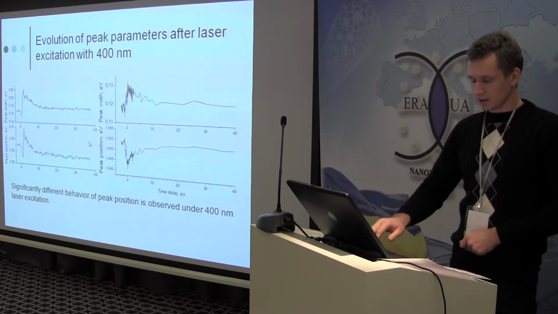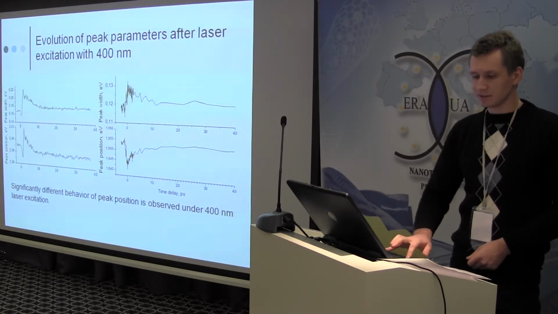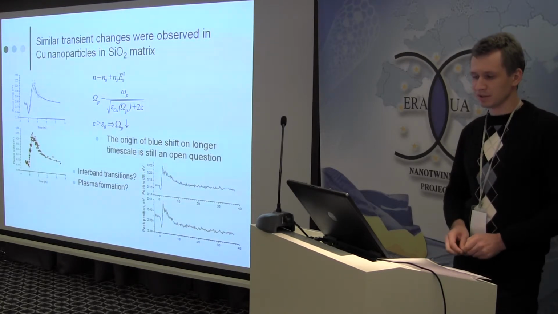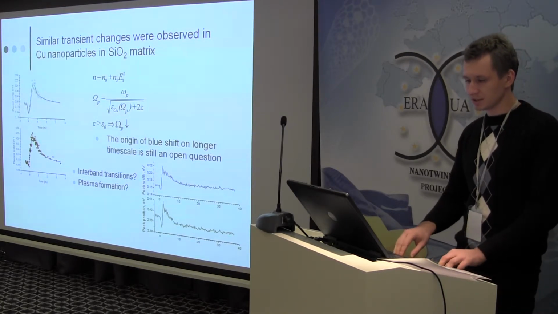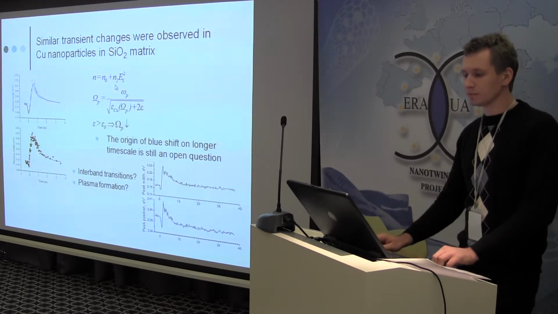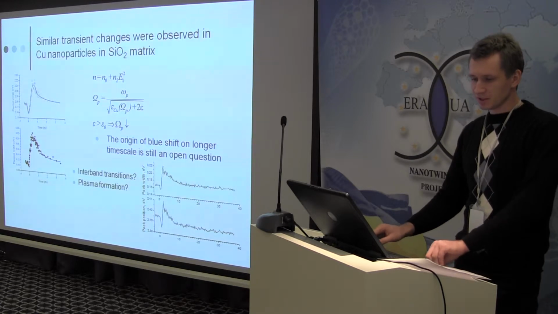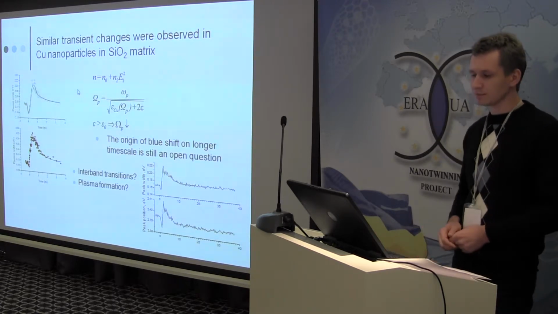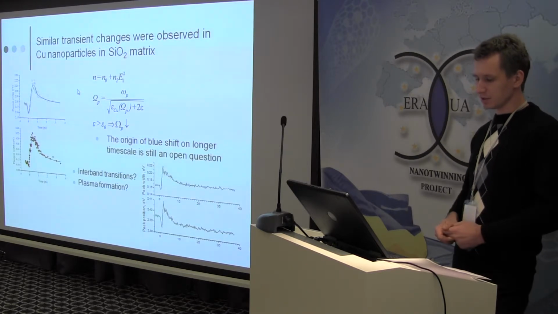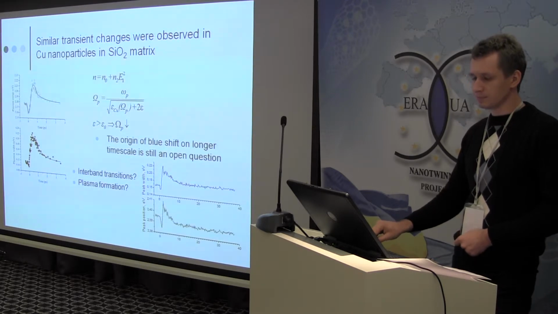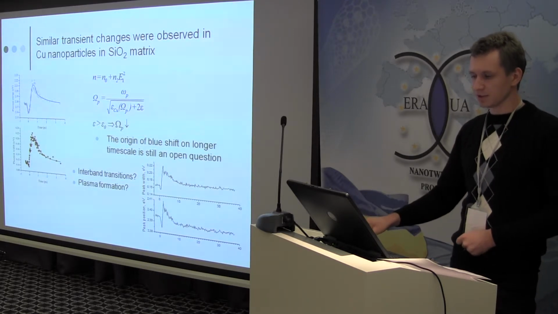We already saw similar behavior in copper nanoparticles in a CO2 matrix, and the authors explained this as follows: at first we should consider not only changes in electron gas properties, but also changes in the surrounding medium. So we should consider the Kerr effect.